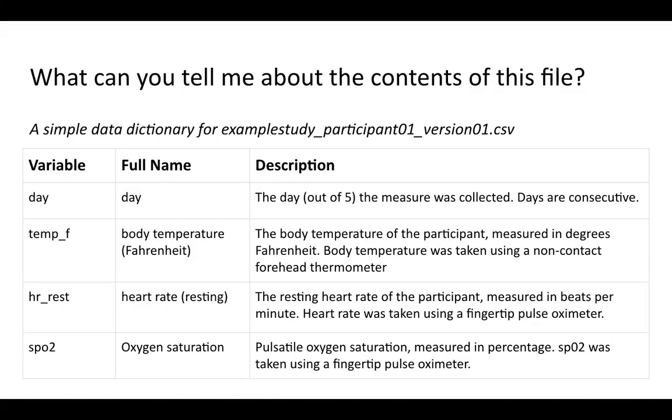So going back to our ongoing example, here's our file. Here we're looking at a simple data dictionary for our file. It includes the name of each of our variables, the variable name written out in plain language, and the information about the attributes of each variable, including units.